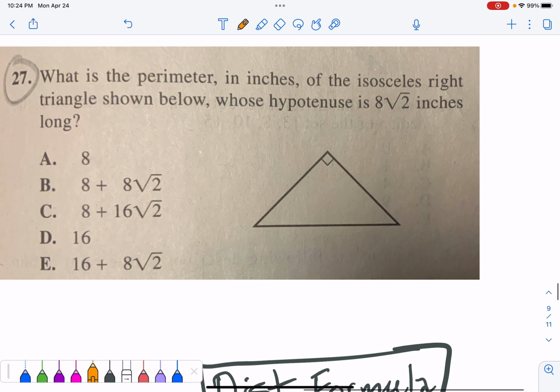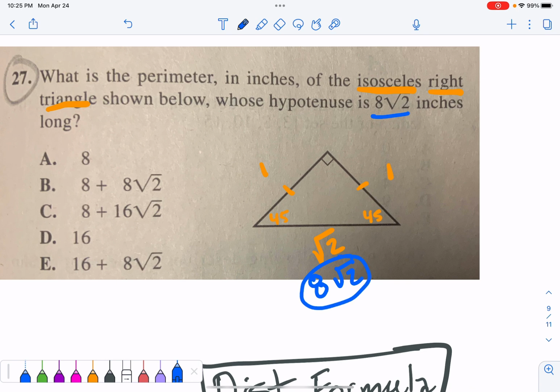This one is asking for, oh look, an isosceles right triangle. Isosceles means these two sides are the same, which means this has to be a 45, 45, 90. So in a 45, 45, 90, my sides are 1, 1, square root of 2. But they're telling me that the hypotenuse is actually 8 square roots of 2. They want to know the perimeter, so I have to find all the sides. If this is 8 square roots of 2, to go from here to here I'm going to divide by the square root of 2. So this side is going to be 8, since 8 square roots of 2 divided by the square root of 2 gives me 8. And then this one would also be 8. And perimeter means I'm adding all of them together.